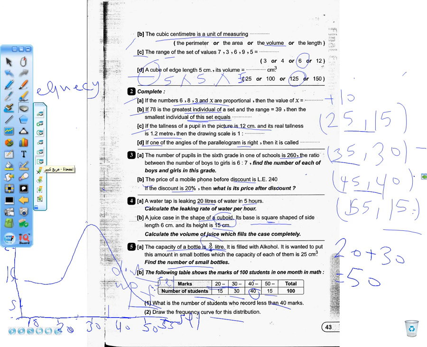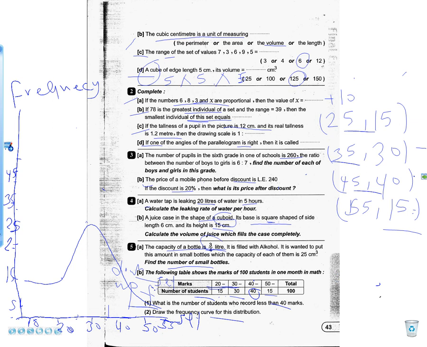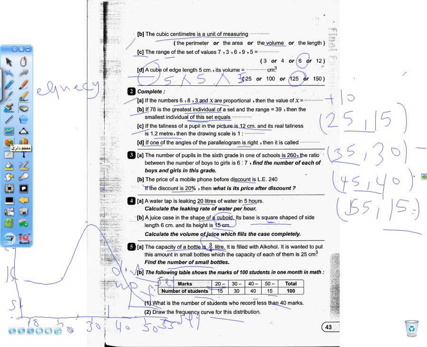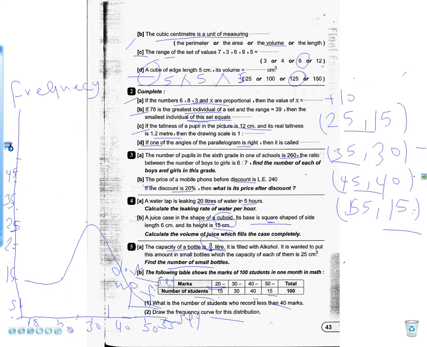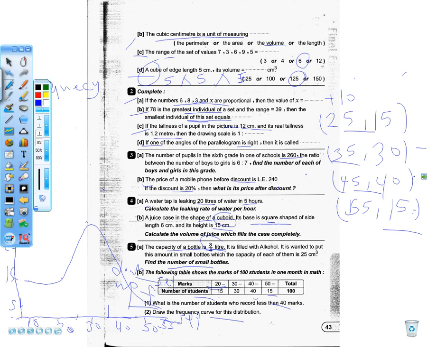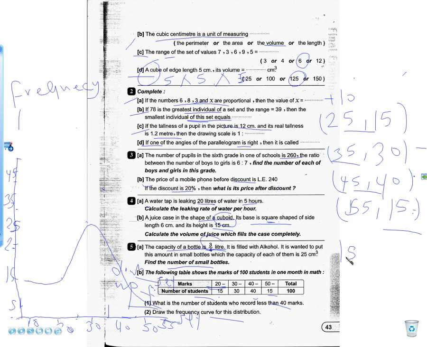We're taking the value down. Here, less than 40, the value down. 15 plus 30, which is 45. 45, okay? Then you move to the other page.